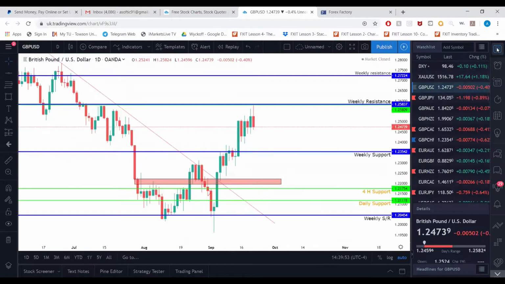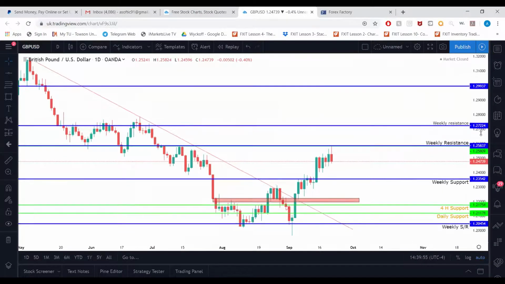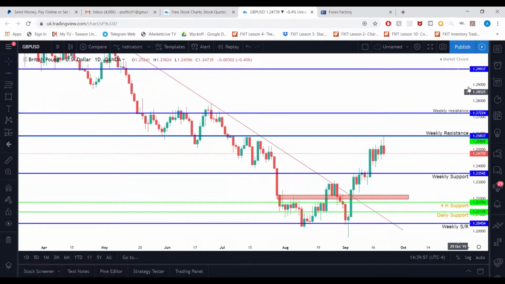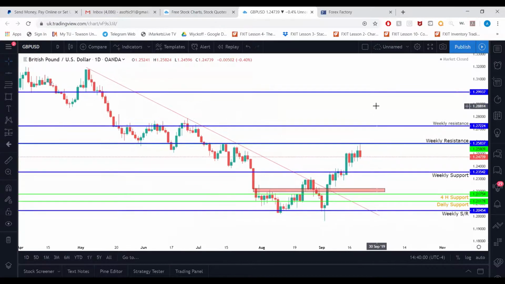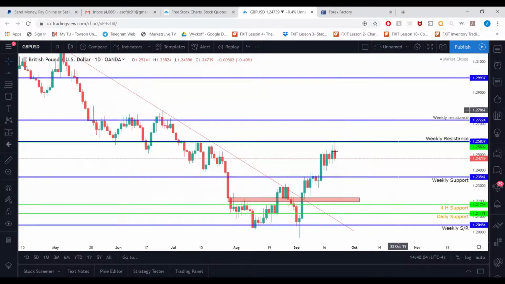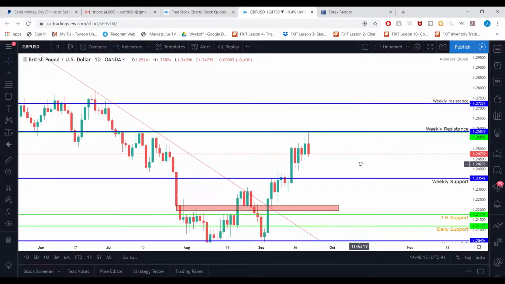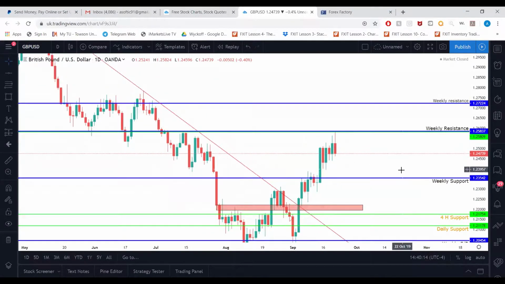So let's go back. We were here at GU. Yes, weekly first, and line chart. Remember, line chart for the support and resistance, because on the line chart you don't have wicks. You only have full bodies, which tells you where the price actually closed.